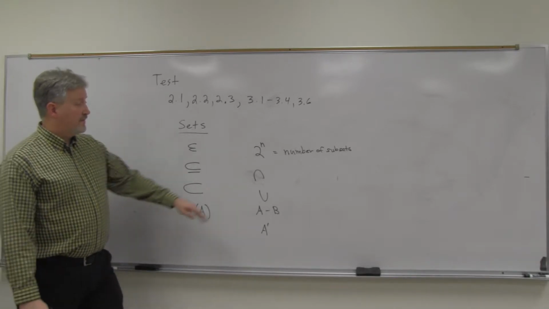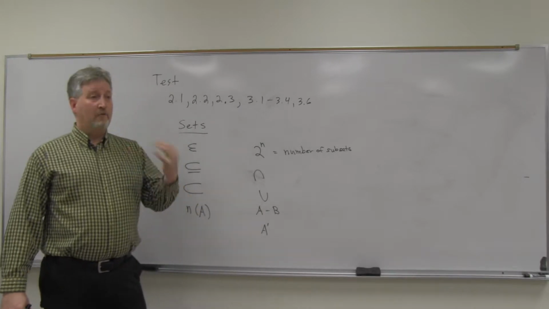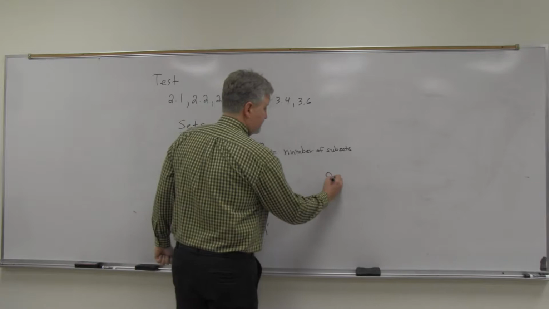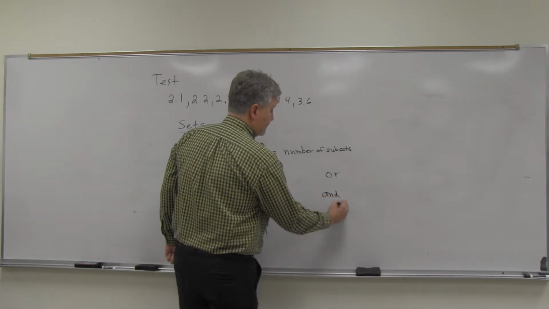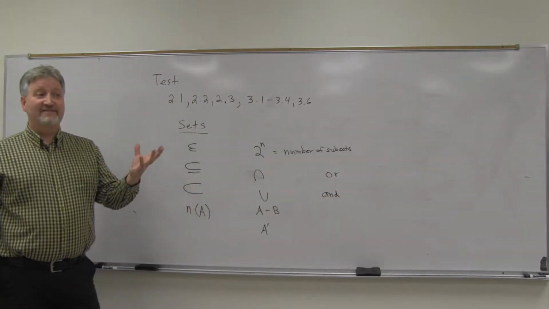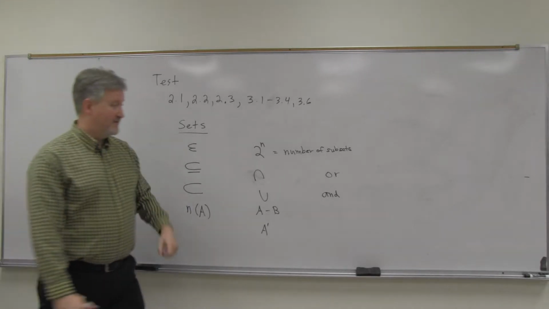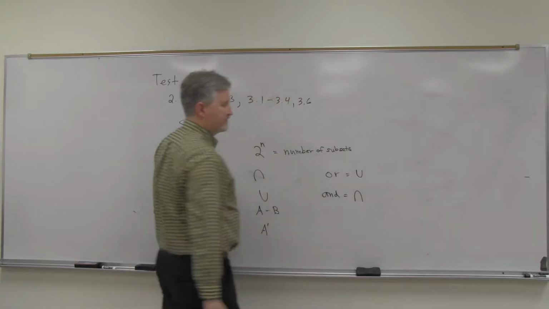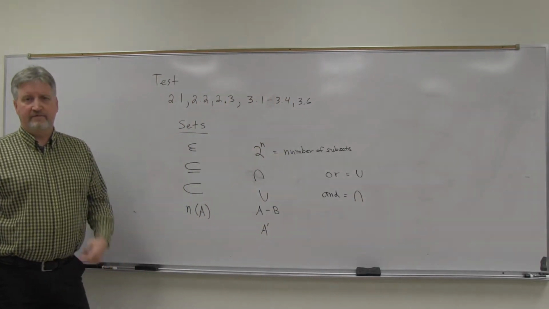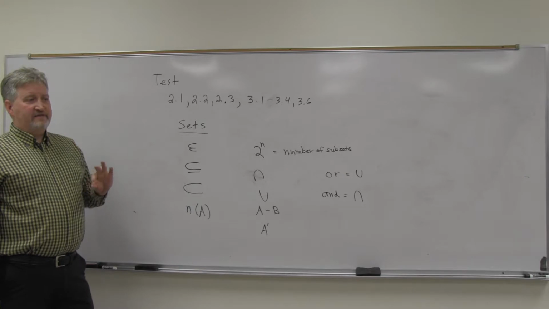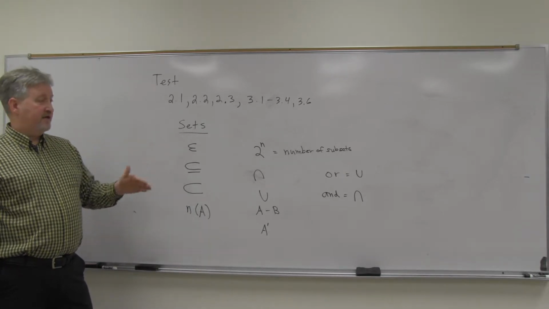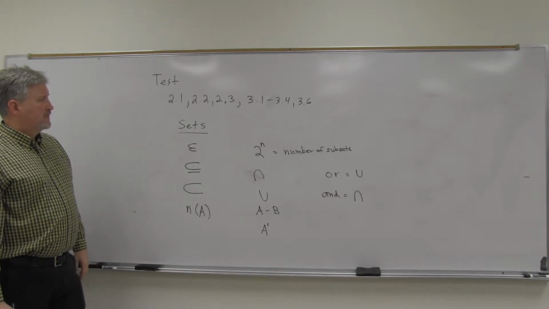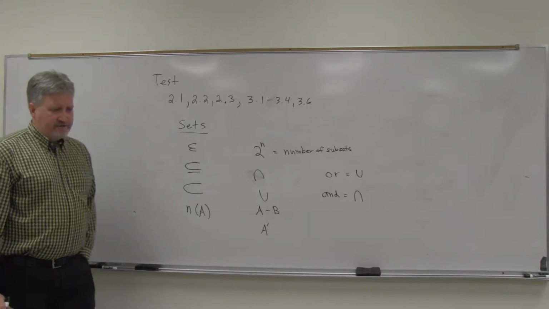And then the other thing too, I would like for you to know the words or and and, and what those are synonymous with. Remember, or is synonymous with the union, and and is the intersection. So be able to answer the question if it asks how many are in A or B, or how many are in A and B, and those sorts of things. So that's a little bit on chapter 2.